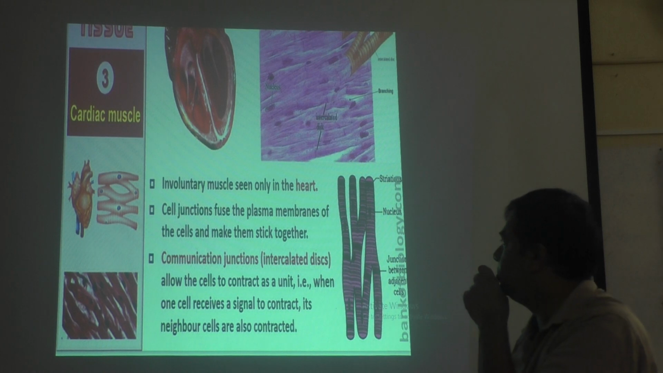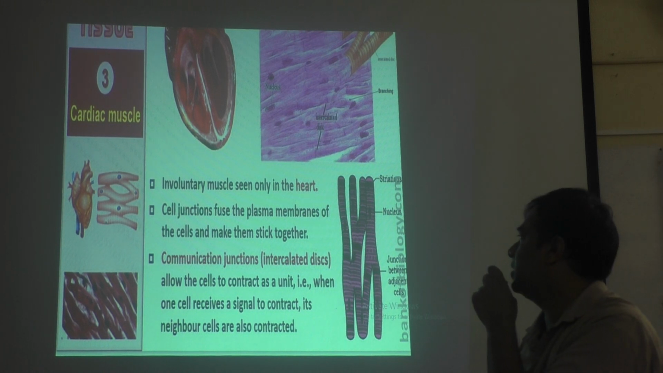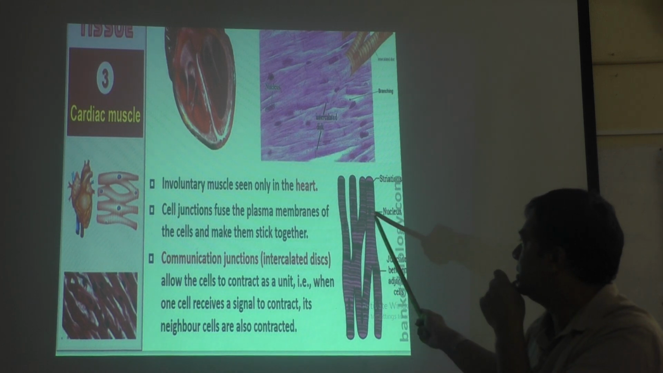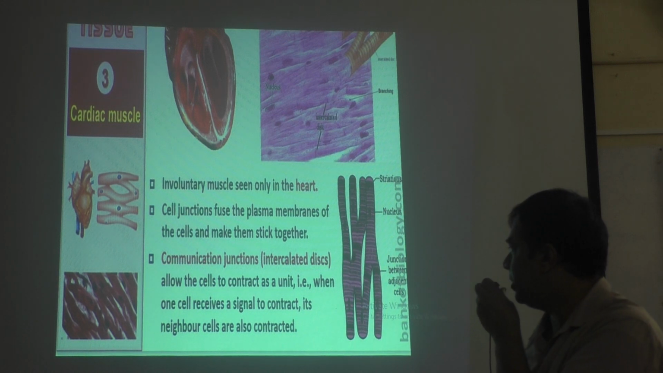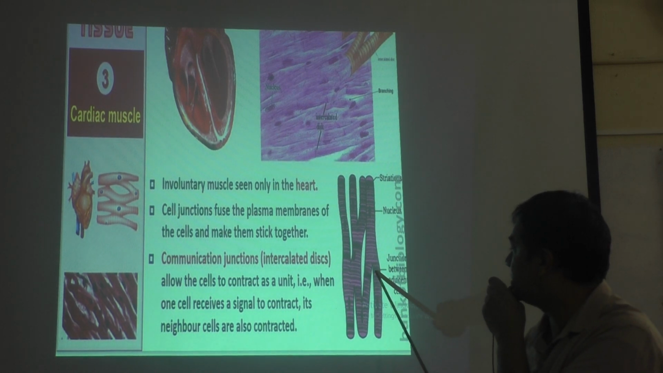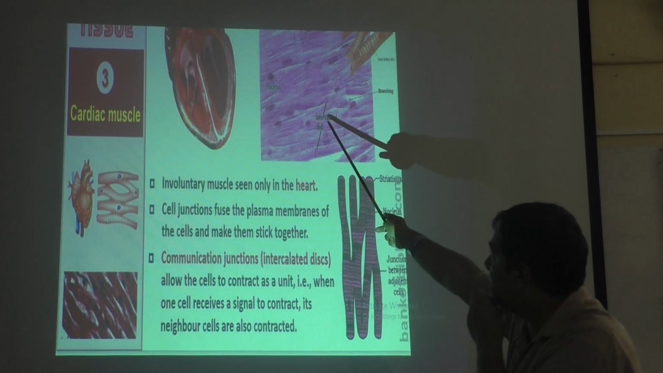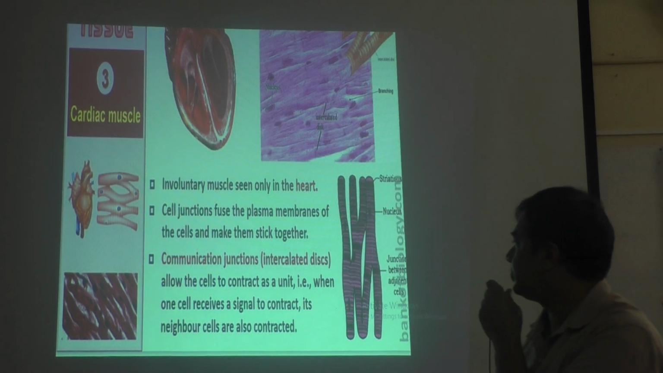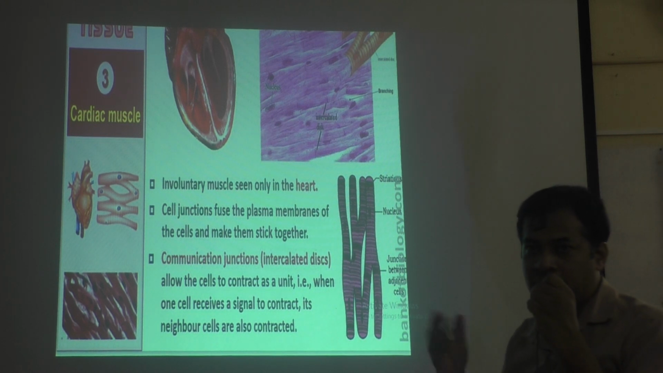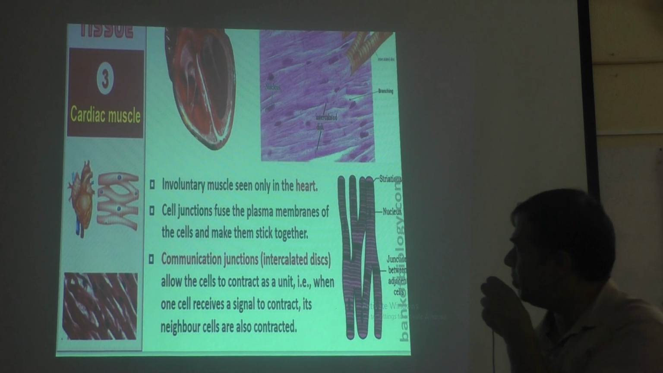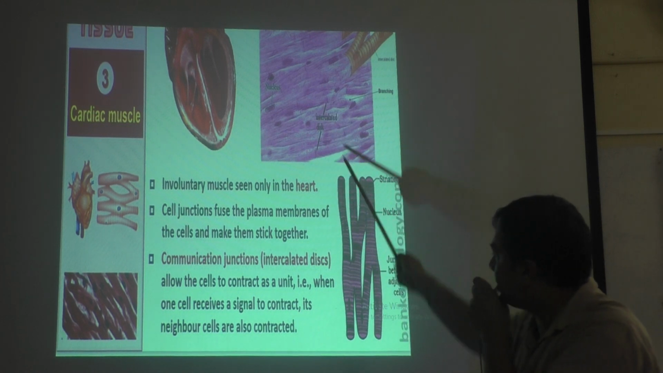Cell junctions fuse the plasma membranes and make the cells stick together. Cell junctions will join two muscle fibers together. Communication junctions like intercalated discs are there. You can see them showing here. Intercalated discs are the communication junctions. One muscle fiber communicates with another muscle fiber with the help of the intercalated disc present there.